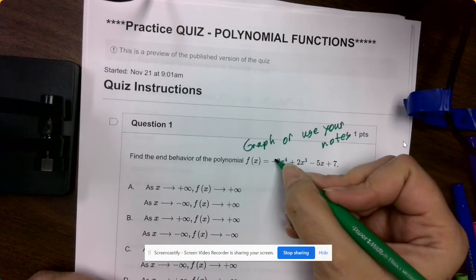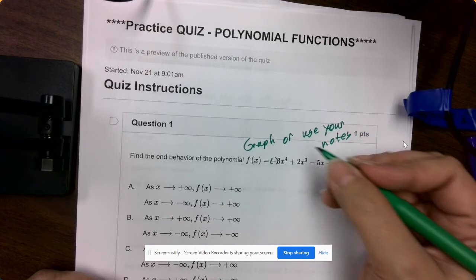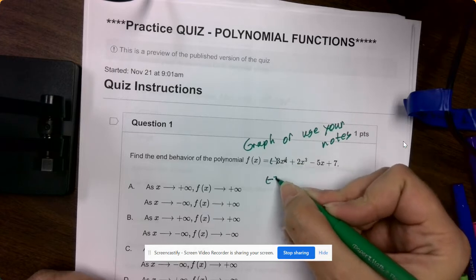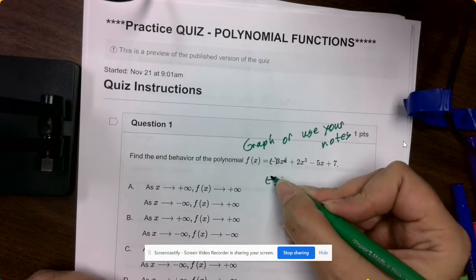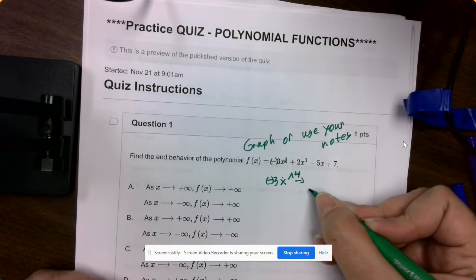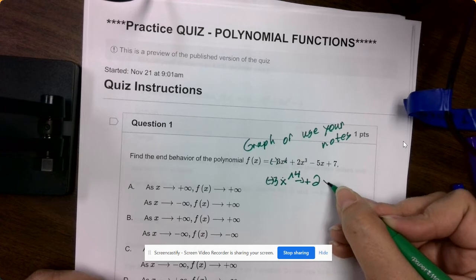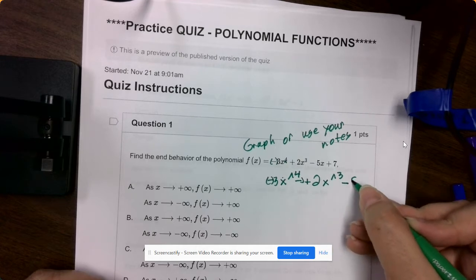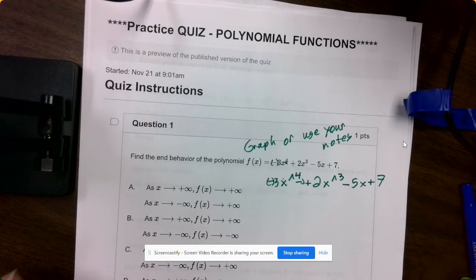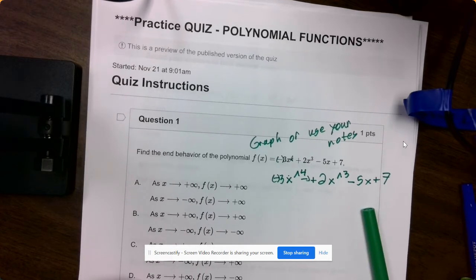Remember, when you do this, this is going to be negative raised to the second power. So this would be negative 3x raised to the fourth power. Remember to scroll right, plus 2x raised to the third power minus 5x plus 7. So remember, x key, everybody, is next to the green alpha key. And we're going to graph them.